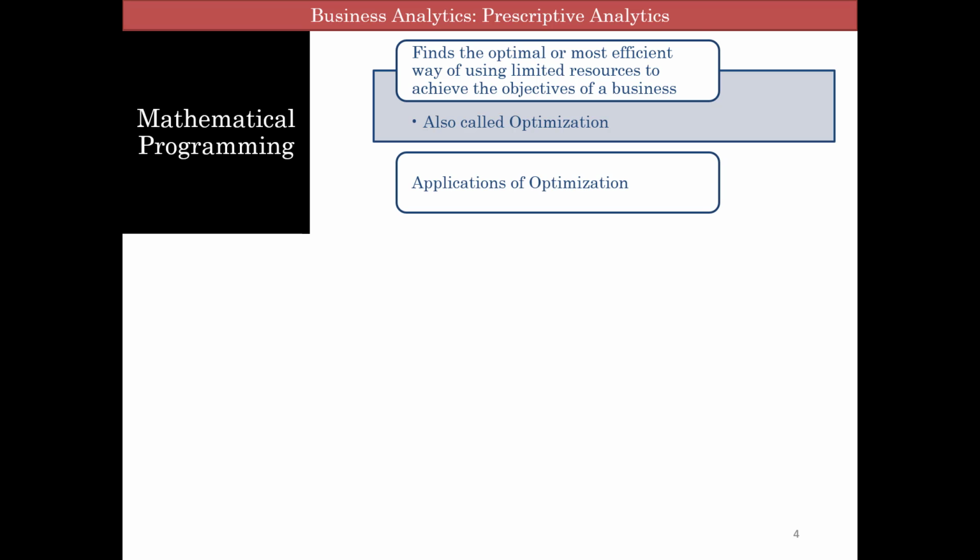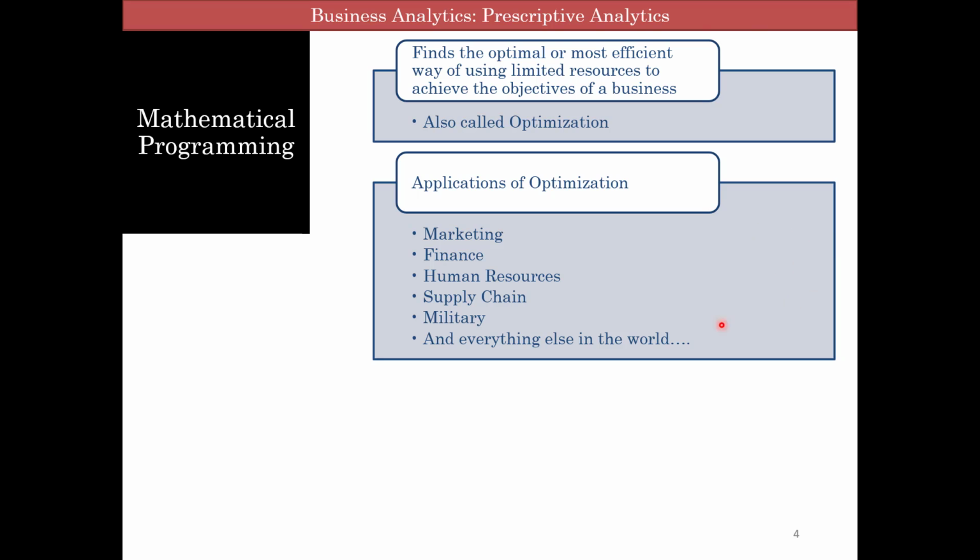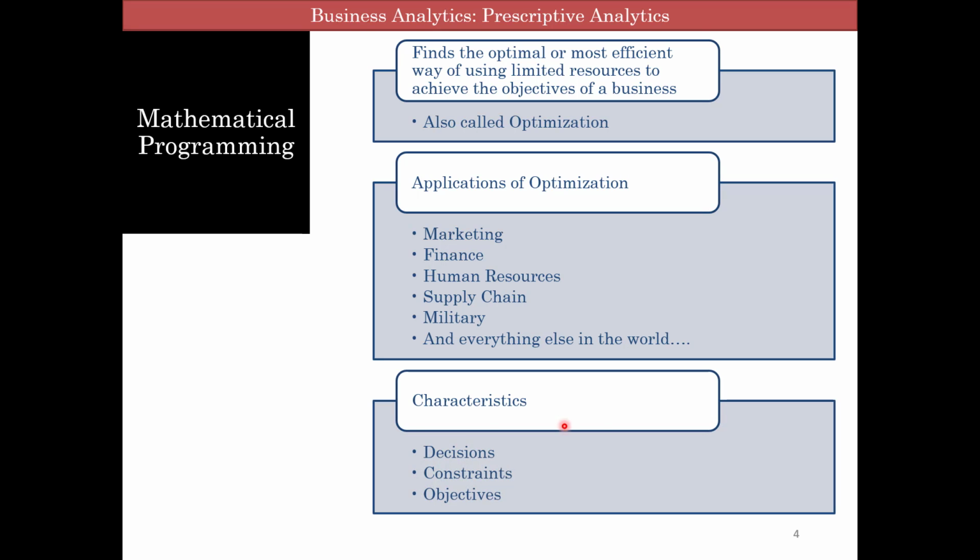So what are the applications of optimization? You can apply optimization to marketing, finance, human resources, any area in business, also in military, and almost anything else in the world. You can always model things in math and then optimize it. The characteristics of an optimization model, or a mathematical model, is that you have decisions you need to make, and you have to figure out when you read a problem what kind of decisions you have to make. You have constraints, and then you have objectives.